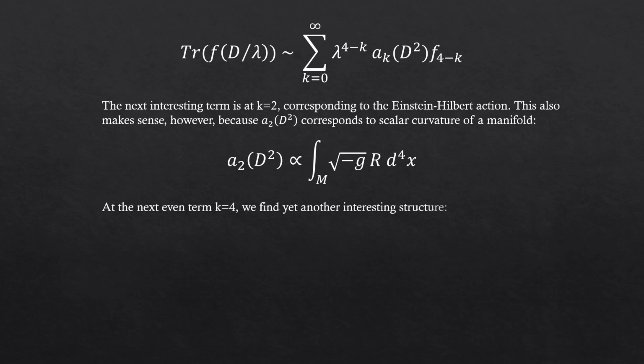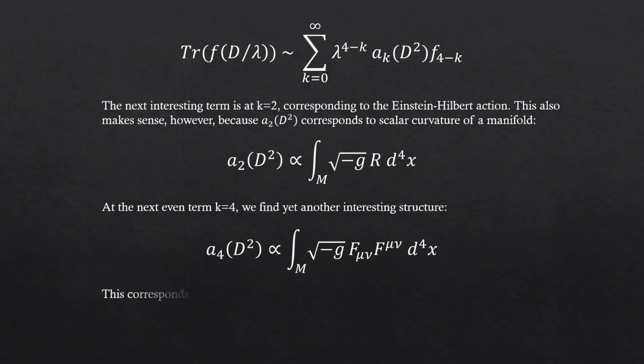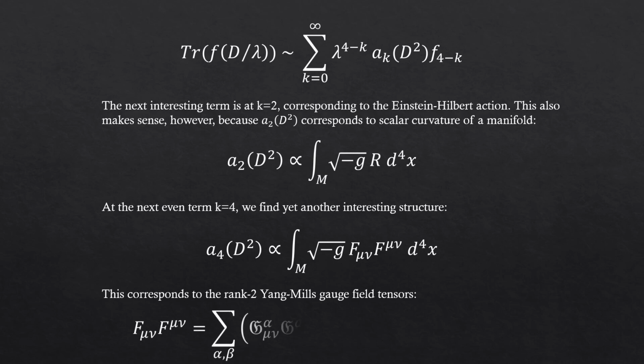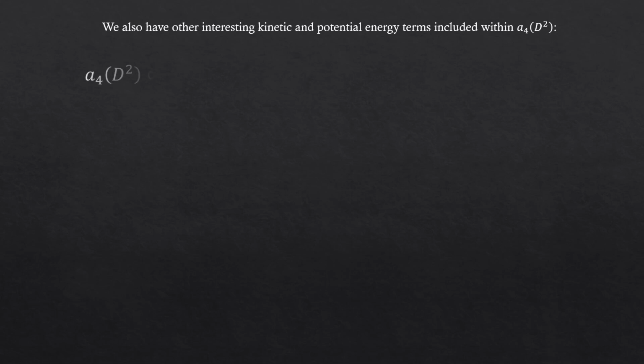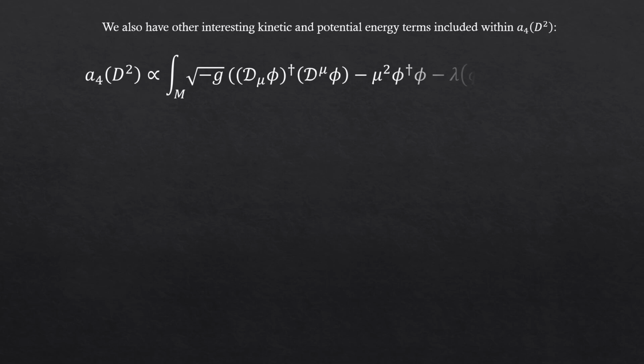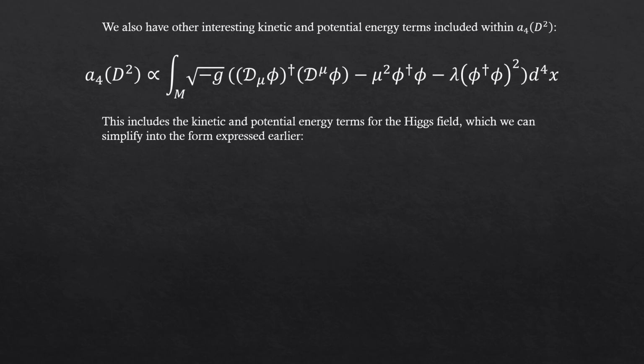And at the next even term, k equals 4, we find yet another interesting structure in terms of the Yang-Mills fields, F sub mu nu, F upper mu nu. These are the rank 2 Yang-Mills gauge field tensors. We also have other interesting kinetic and potential energy terms included in a sub 4 of D squared. But of course, that just corresponds to the kinetic and potential energy terms of the Higgs field, which we can simplify based on our earlier expression.